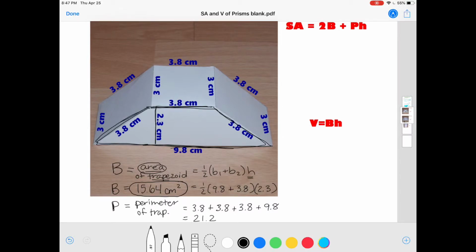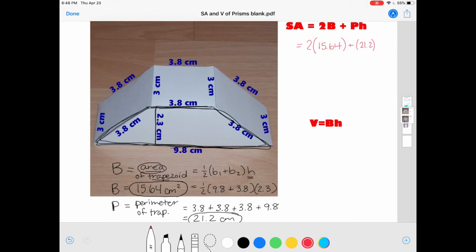And that's just a distance around the trapezoid, so that's measured in centimeters. I just like to write out each of those because then when I go back to do my actual surface area, I have all the numbers I need. So let's do this. We need 2 area of the base shapes. So I've got the 15.64, and I've got the perimeter of the base shape, which was 21.2.